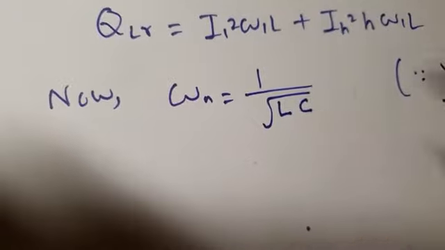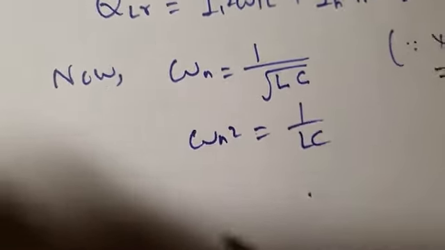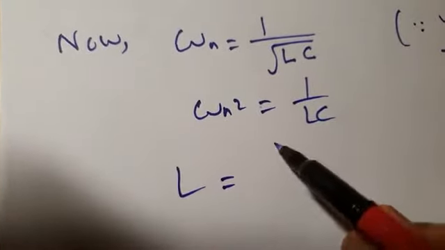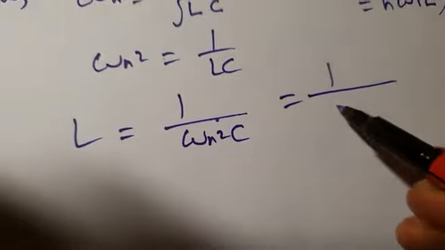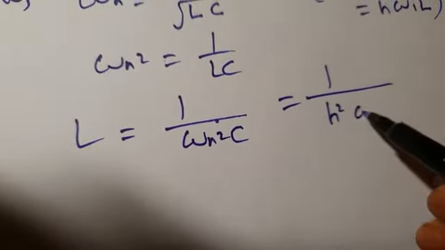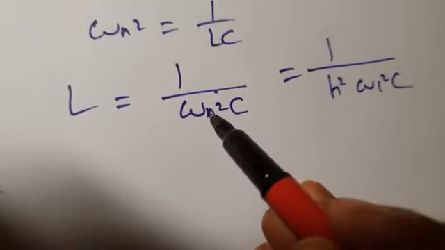Tuned frequency is 1 by under root LC. So omega n square is 1 by LC. So from here you can find L. L is 1 by omega n square C, that is 1 by h square omega 1 square C. Here n is the harmonic order.